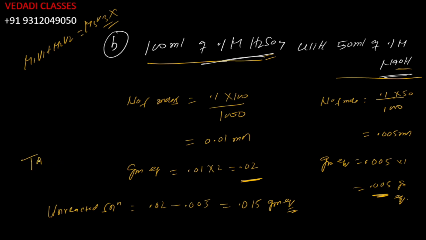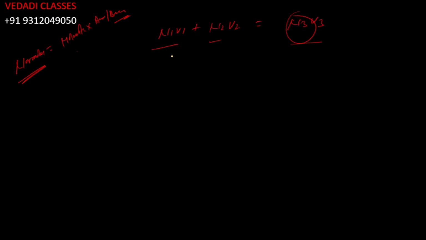Total volume will be 100 plus 50, so 100 plus 50 is equal to 150 ml. If you convert it into liter, it will come 0.150 liter. So you have the total volume and the total gram equivalent, so you can find out the normality. So what will the normality be?